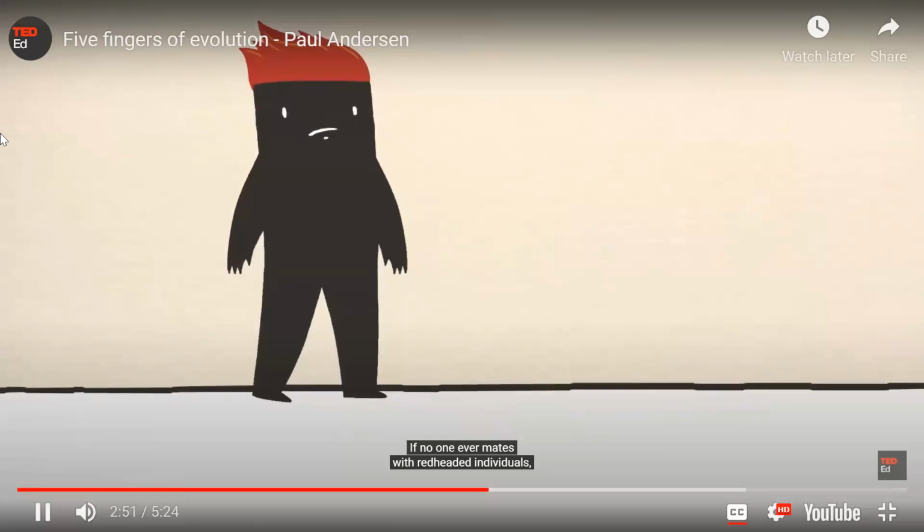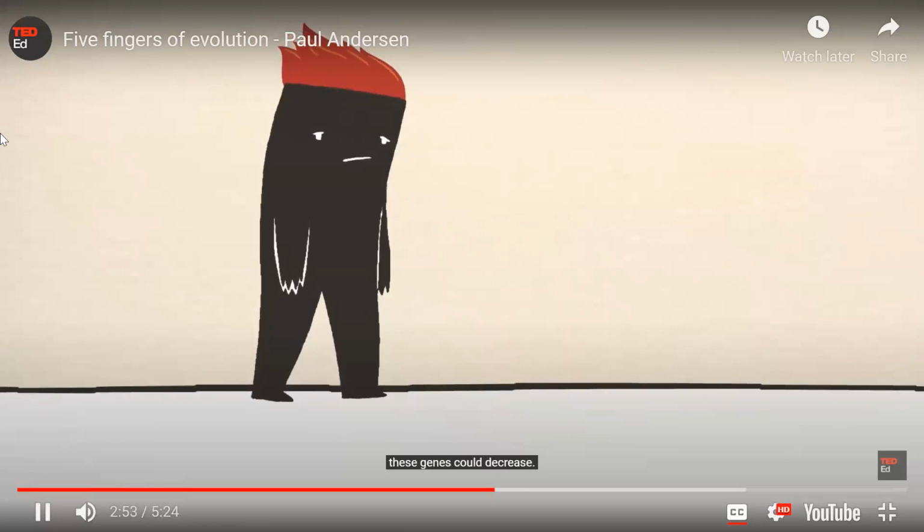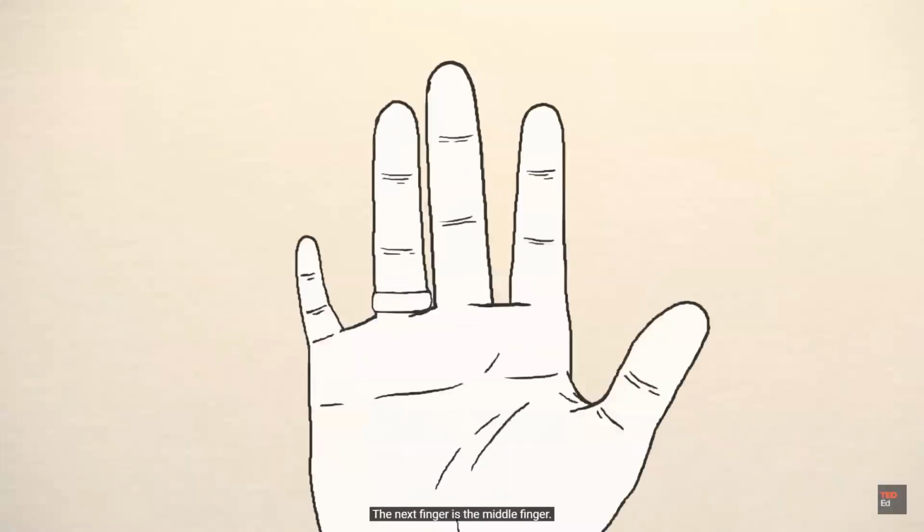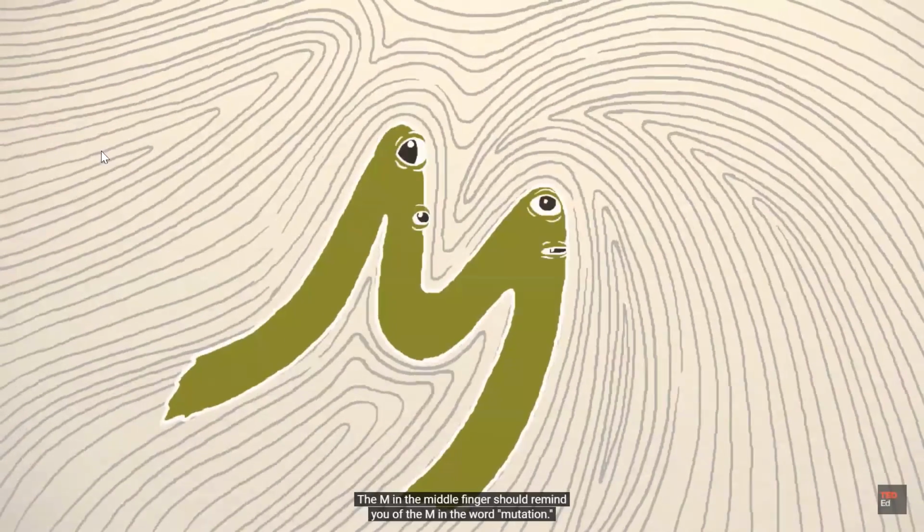If one ever mates with redheaded individuals, these genes could decrease. The next finger is the middle finger. The M in the middle finger should remind you of the M in the word mutation.